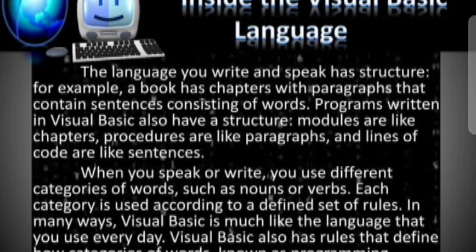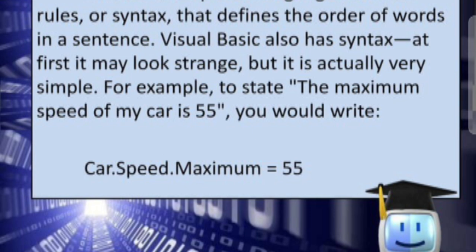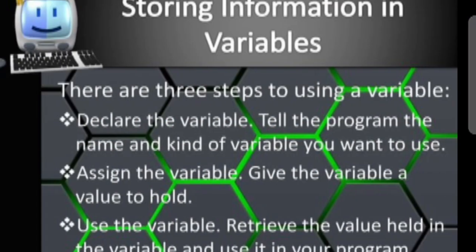Visual Basic also has rules that define how categories of words, or programming elements, are used to write programs. Written and spoken language also has rules, or syntax, that define the order of words in a sentence. Visual Basic also has syntax. At first it may look strange, but it is actually very simple. For example, to state that the maximum speed of my car is 55, you would write it in code.